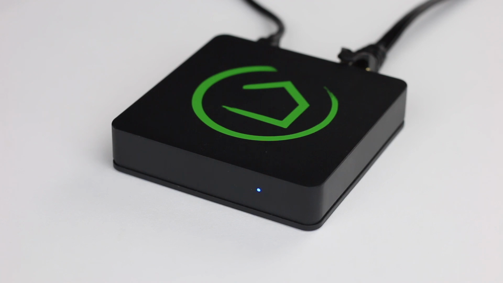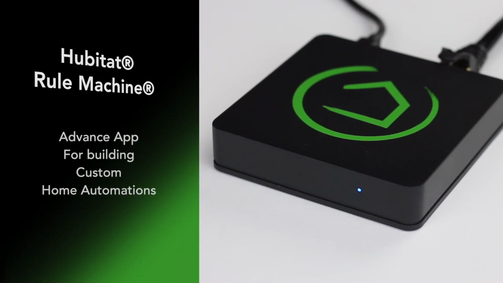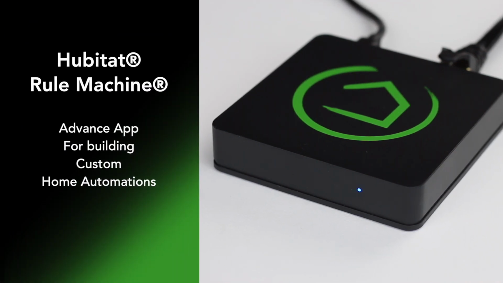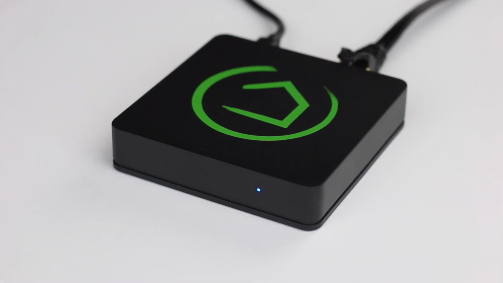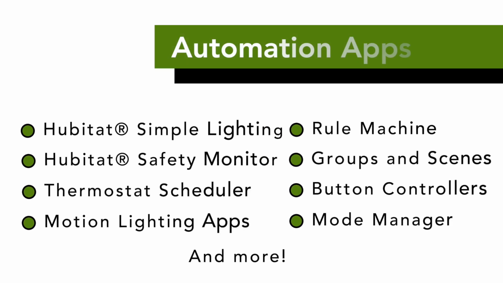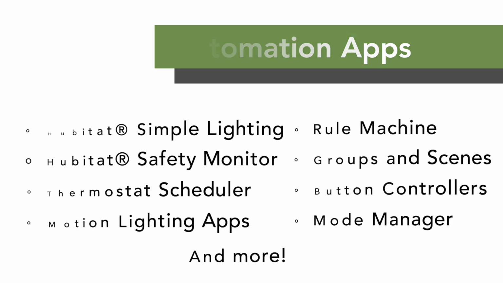Welcome to Rule Machine, Hubitat Elevation's most advanced automation app. It allows you to create almost any automation you desire with the devices you have. Now, just because it's our most powerful app does not mean Rule Machine is the best app for all of your home automations. We strongly recommend starting with some of our more easy-to-use apps such as Hubitat Simple Lighting and Hubitat Safety Monitor. But if you think you're ready for this, we are ready to help, so let's do this.